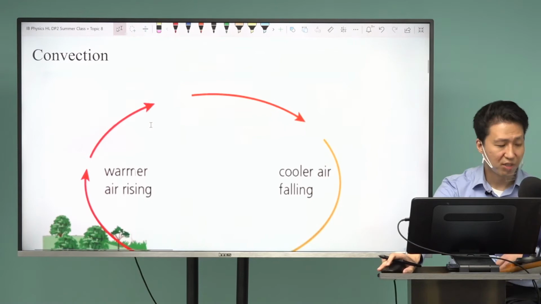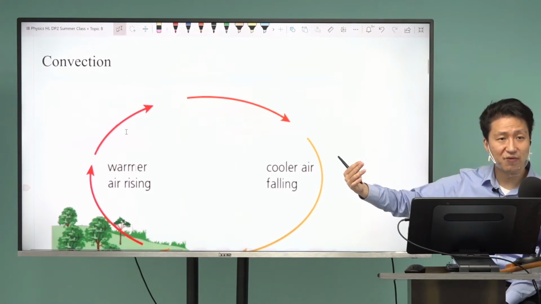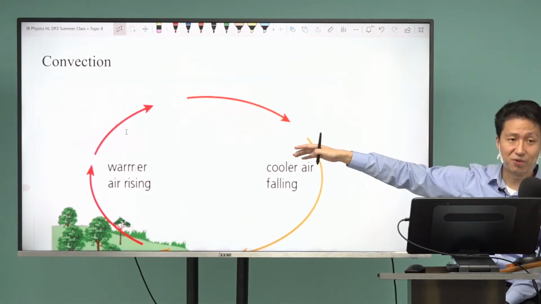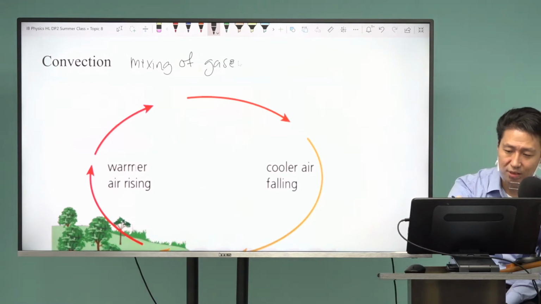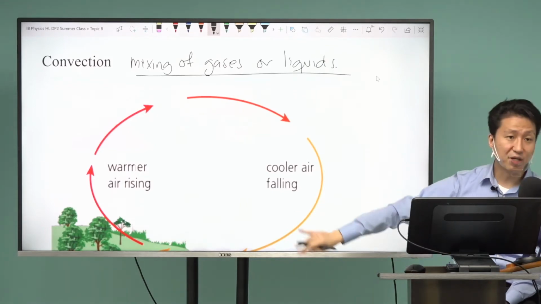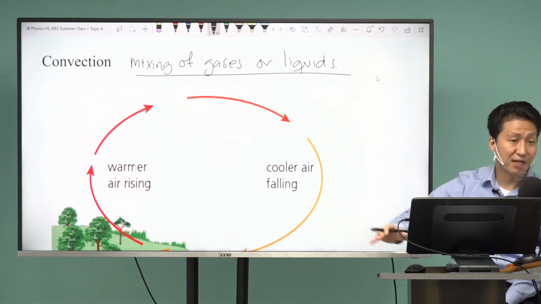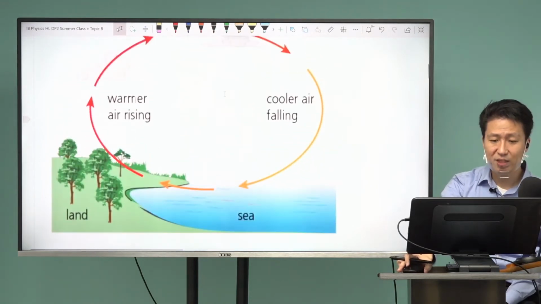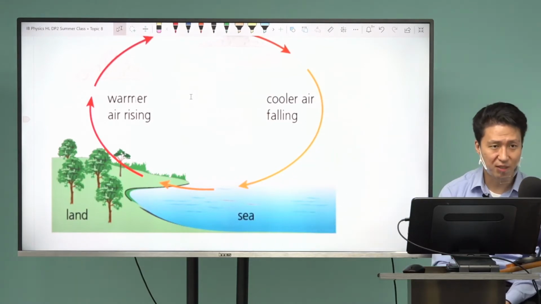Next is convection. Convection is more related to gases and liquids, and it's by the mixing of gases or liquids at different temperatures. Most of you have already seen this in the basic science course. You know what conduction and convection are. Convection is more related to wind. As warm air rises, the cool air goes down and it mixes and it transfers heat energy by doing that.